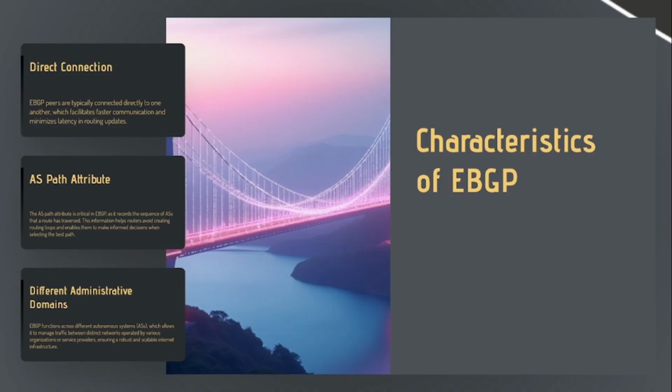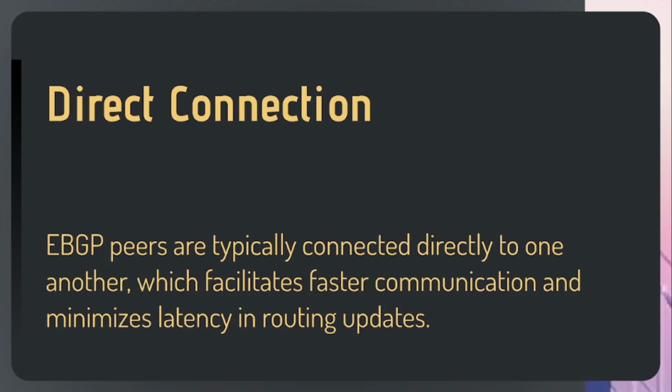What are the characteristics of EBGP? Direct connection means EBGP peers are typically connected directly to one another, which facilitates faster communication. But in EBGP you can have an indirect relationship also, or an indirect neighbor. Like if R1 is connected to R3 in an indirect manner, not connected directly. In OSPF or EIGRP, we can establish neighborship only if the routers are directly connected. But in EBGP or in any BGP, be it EBGP or IBGP, we can have an indirect relationship. Direct connection is better because it is faster, but you can also have indirect.